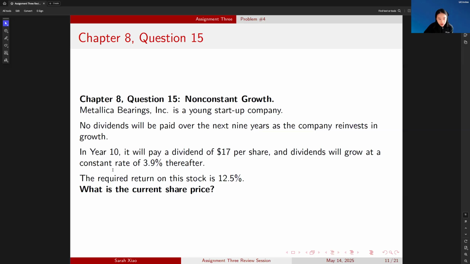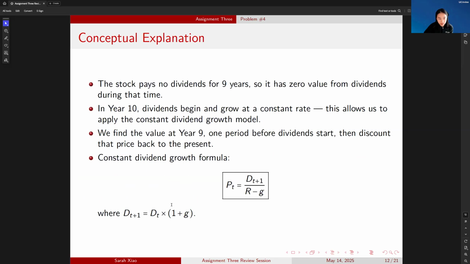However, in year 10, it will pay a dividend of $17 per share, and dividends will grow at a constant rate of 3.9% thereafter. Also, the required return on this stock is 12.5%. The question is, what is the current share price? So how should we think about this problem?